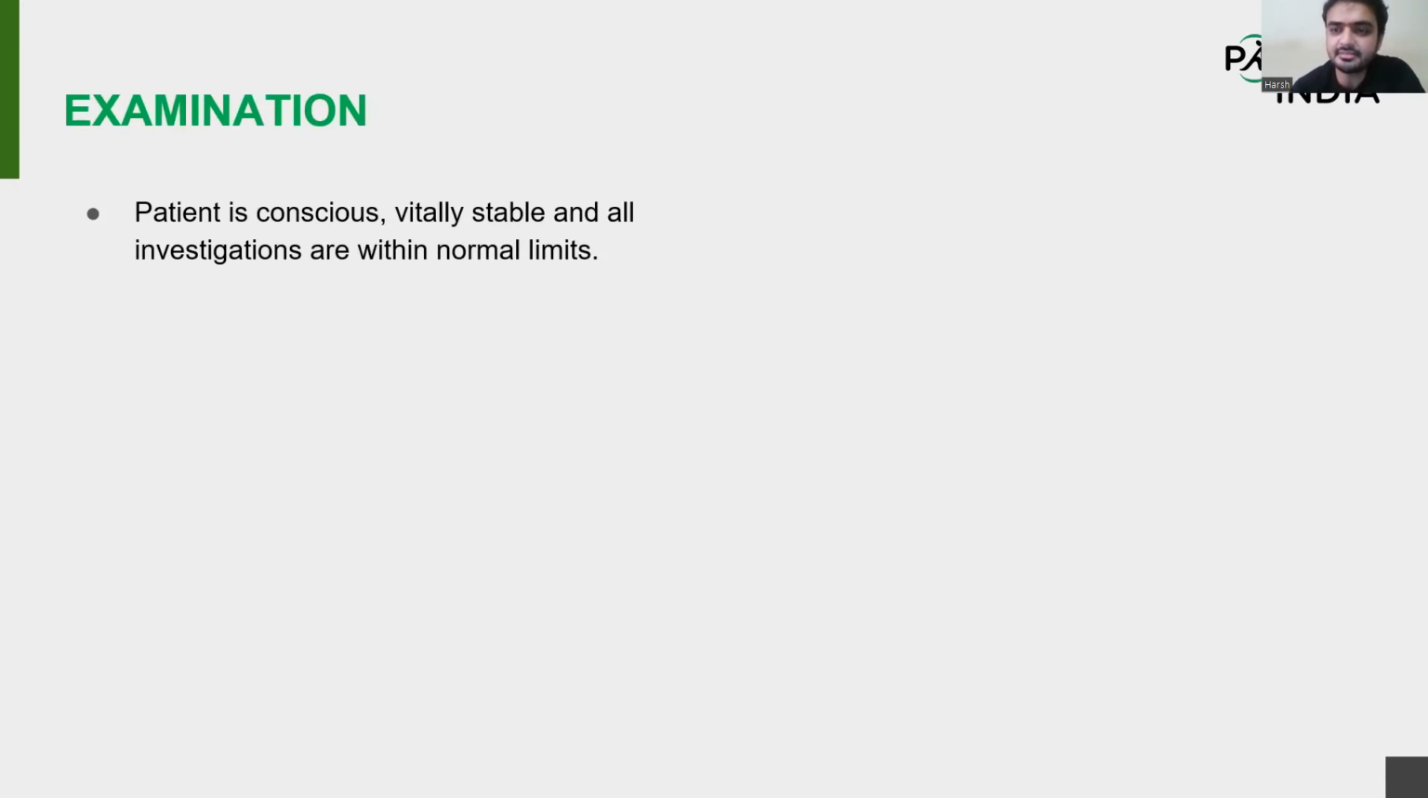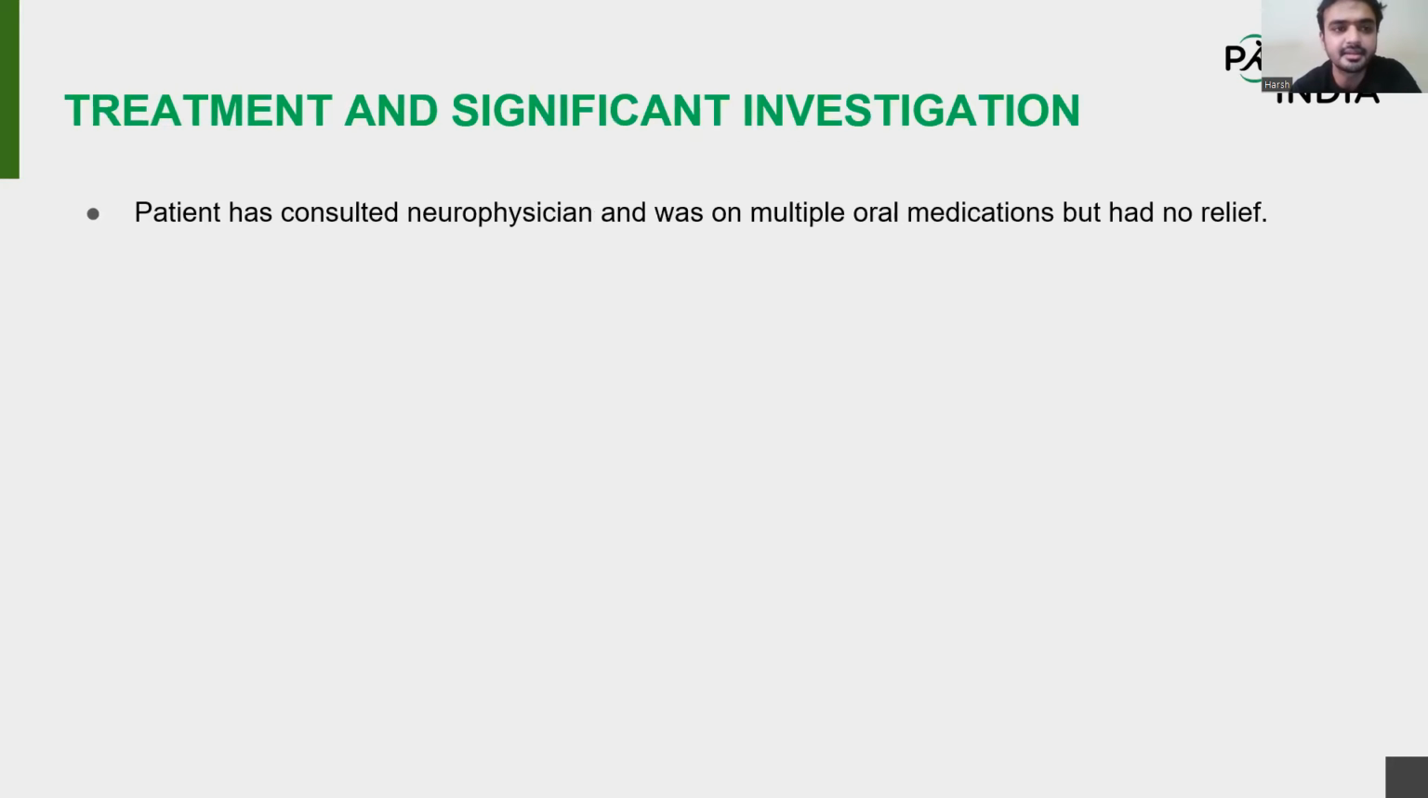On examination, the patient was conscious, vitally stable. The investigations were done and all were within normal limits. However, the weight of the patient has decreased over a year, as she said. The patient had consulted a neurophysician regarding the same, and was kept on multiple oral medications: carbamazepine, gabapentin, pregabalin, everything was started, but no relief was given to the patient.